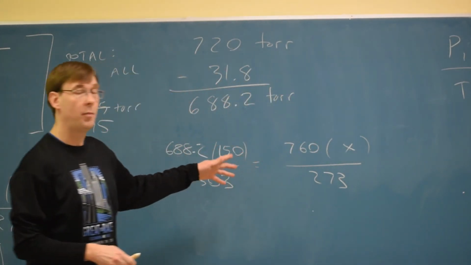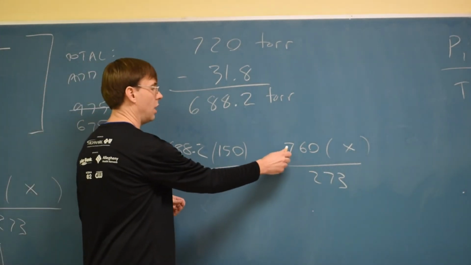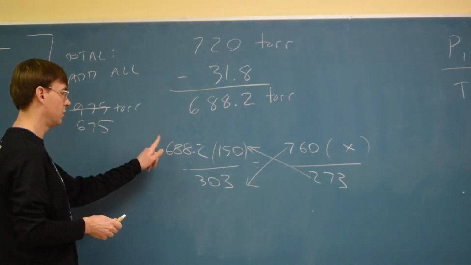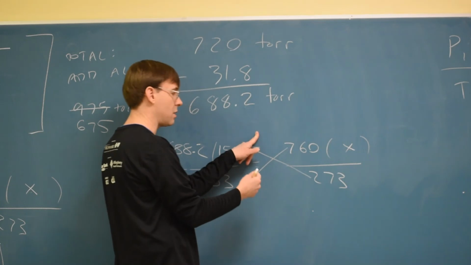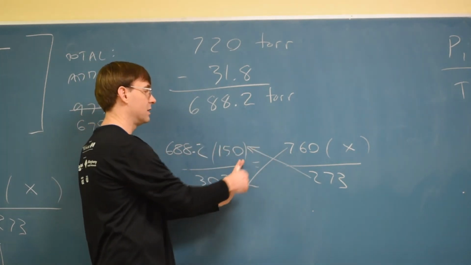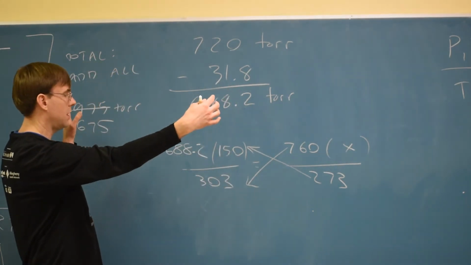Again, variables on the top, it usually is. Odds are heavily in favor of that. And now we've got to just do a little cross multiplying. 760 is down, 273 is up. So 688.2 times 150 times 273. Divide by 303, divide by 760. You should only have to hit enter once. Punch that in as one big thing that fills your screen.